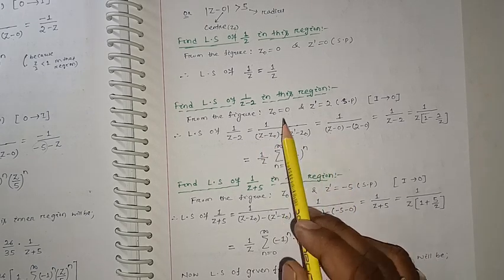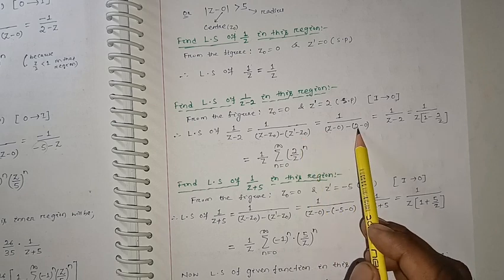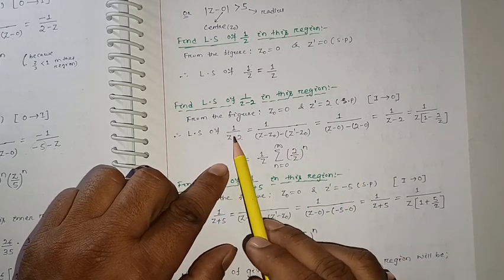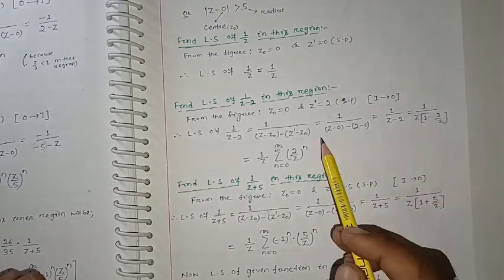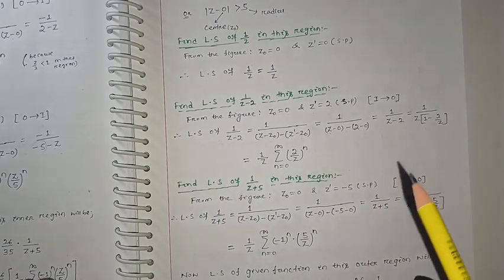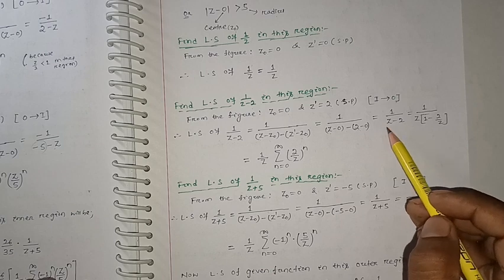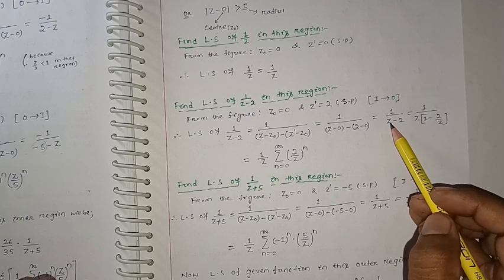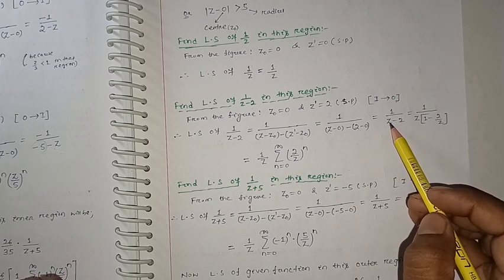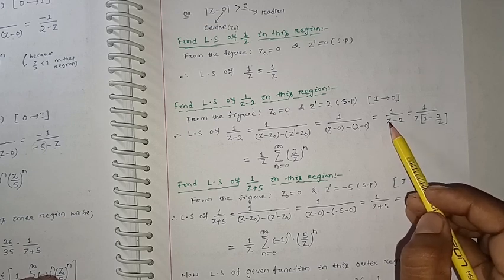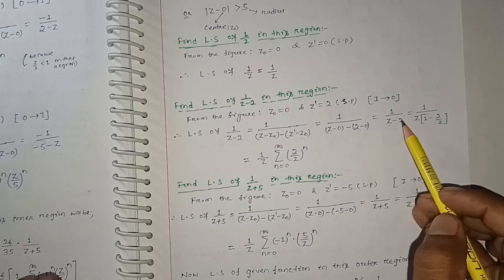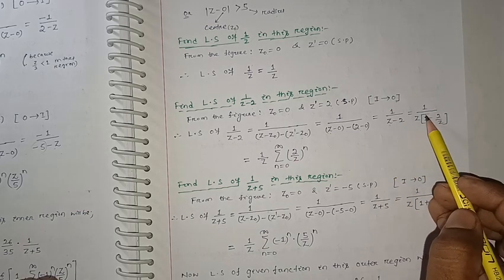Z is arbitrary, Z0 is your 0, and Z dash is 2. So if I match this with this, 1 by Z minus 2, here also 1 by Z minus 2. No need to multiply by minus. So we found 1 by Z minus 2. Then you just take the first term common. If I take Z common from this term and this term, then we get 1 minus 2 by Z.